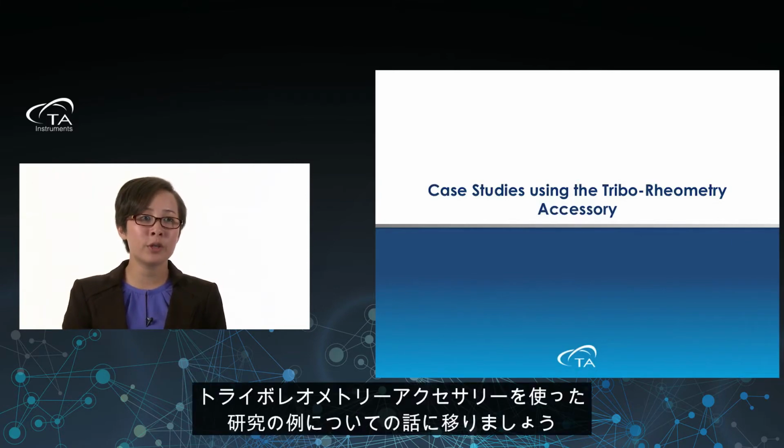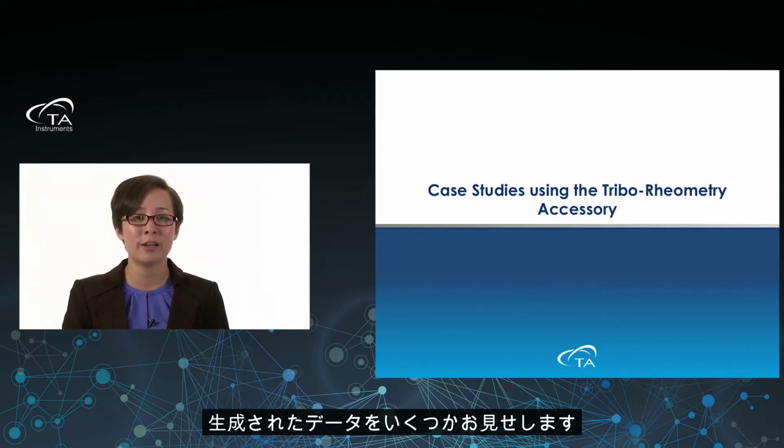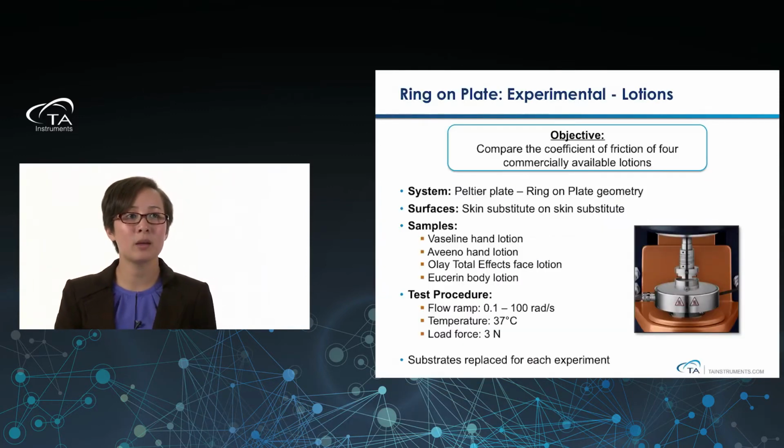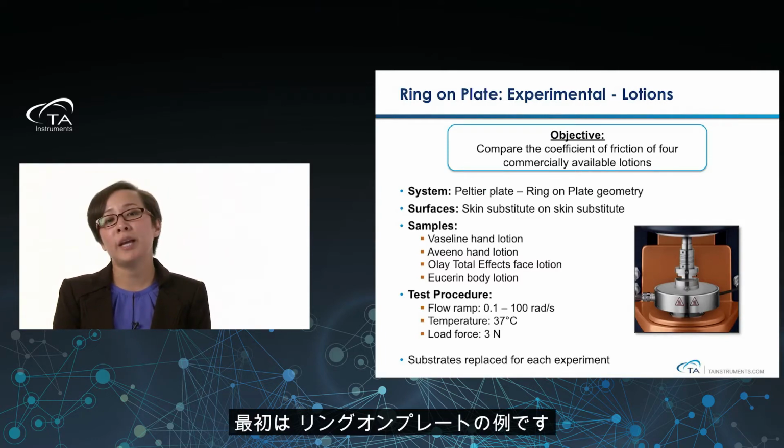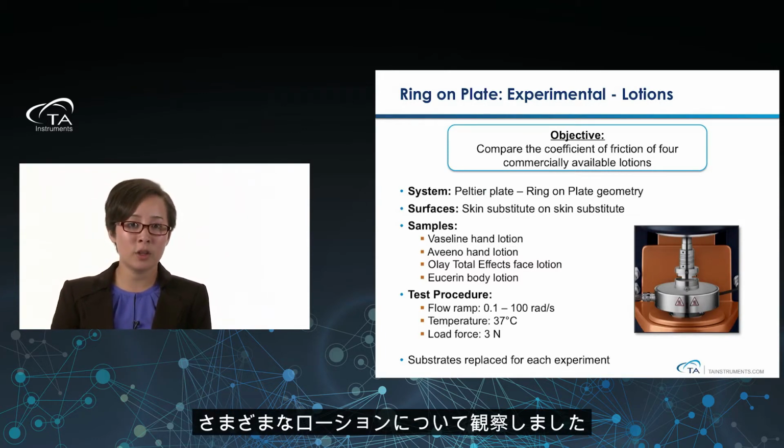Now what we're going to do is transition into some of the case studies using the tribometry accessory and generate some data, so show some data that we've generated. The first case study that we're going to go into is the ring on plate, and what we did is we looked at different lotions.